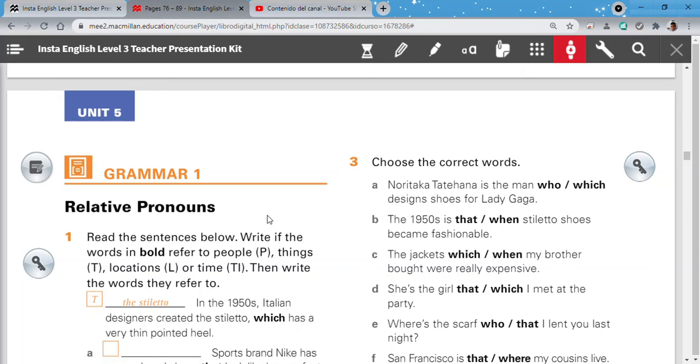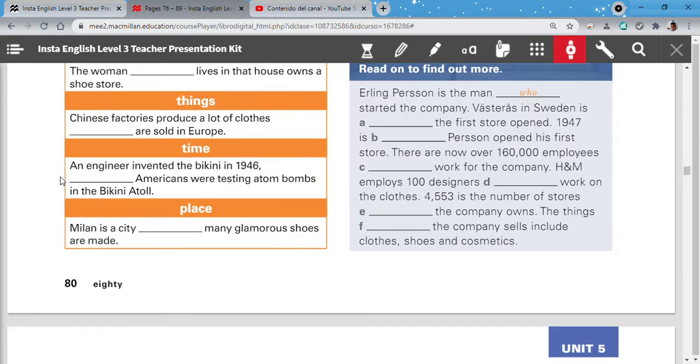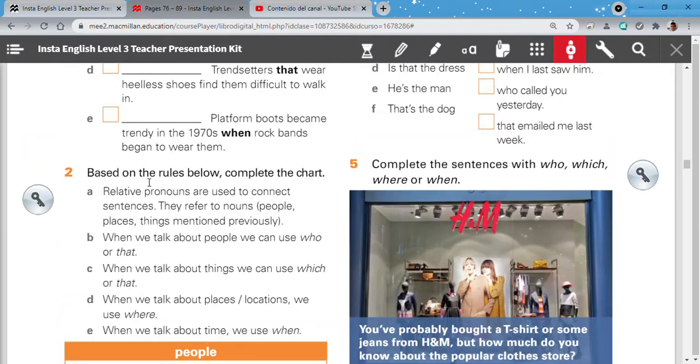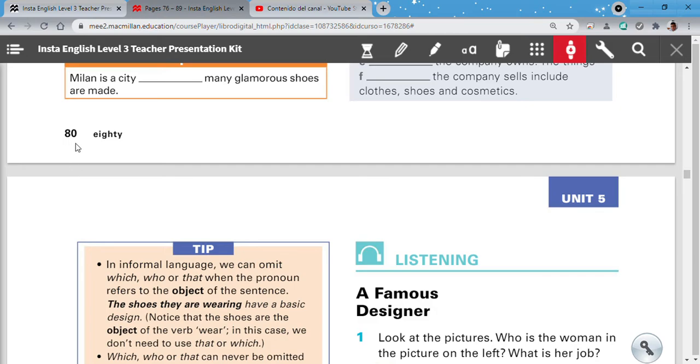Class, we continue with our second video, grammar number 1. No, remember, you did number 5, and the page is 78. Let me see. No, 78. It was the first one. 80. I'm sorry, page 80. I was checking my book, I'm sorry. Grammar number 1, and the page is 80.